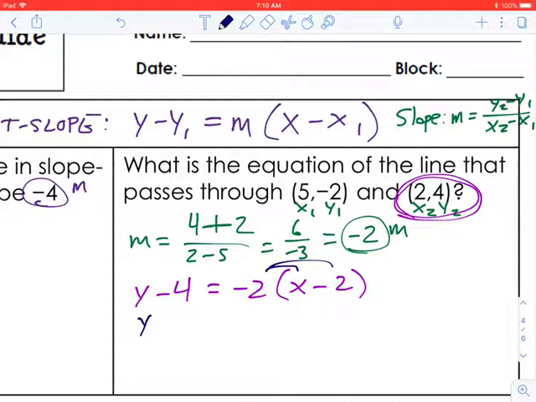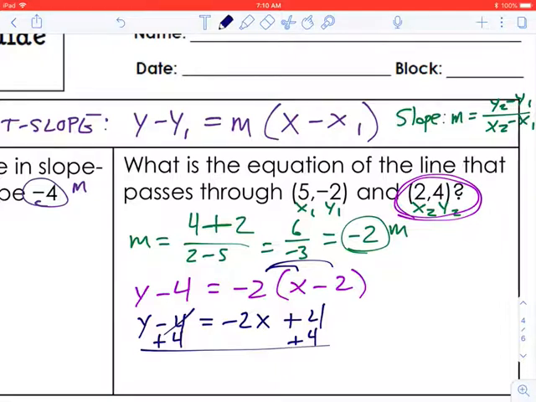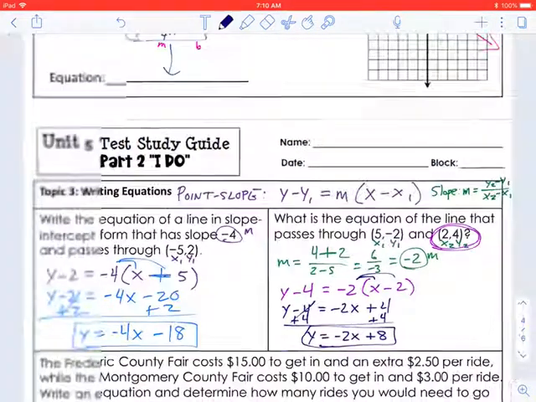So y minus 4 stays there. Negative 2 times x is negative 2x. Negative 2 times negative 2 is positive 4. And then I add 4 to get y by itself. So 4 plus 4 is 8. So we've got y equals negative 2x plus 8. And there's my final answer.